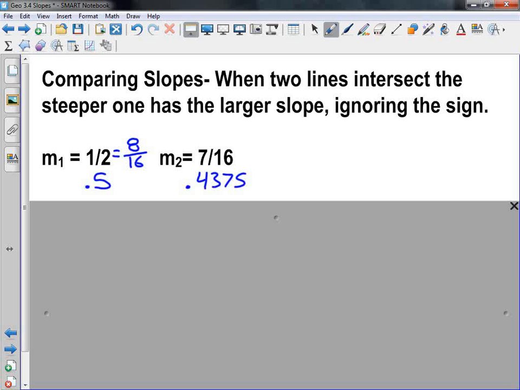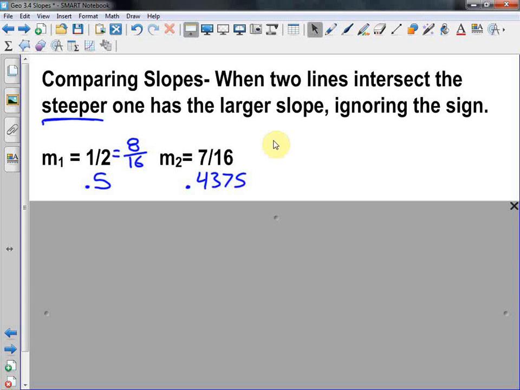So now, if I have it in decimals, it's easy to see which one's bigger, right? Still, slope 1 is what? What's the word we're going to use, though, instead of bigger? Higher. Steeper, right? Steeper.